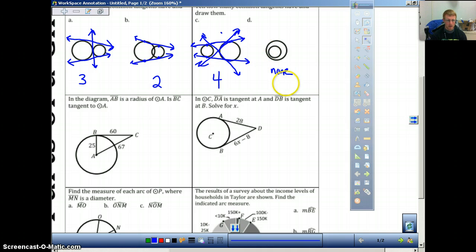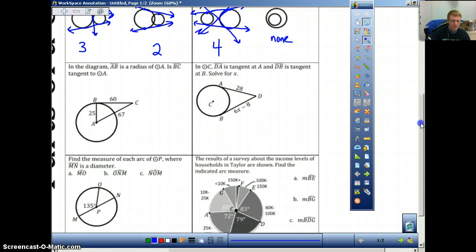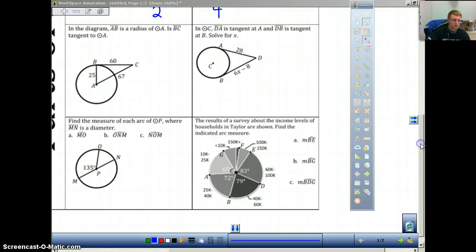Okay, let's look at the next set of examples based on the theorems that we talked about. It says in the diagram AB is the radius of circle A. It says, is BC tangent to A? Well, what we need to do is we're going to use the converse to the Pythagorean theorem. So basically what we're going to do is we're just going to check to see if the Pythagorean theorem works. Okay? Because if the Pythagorean theorem works, we will know that this is a right triangle.